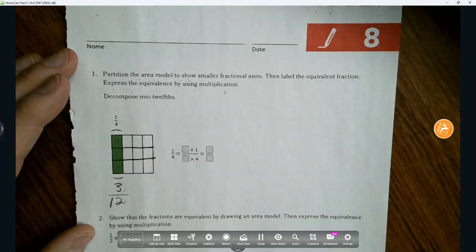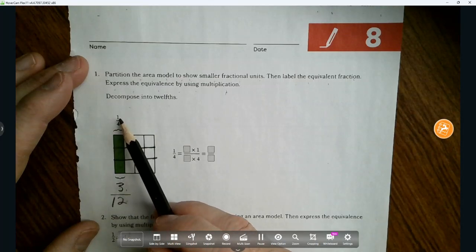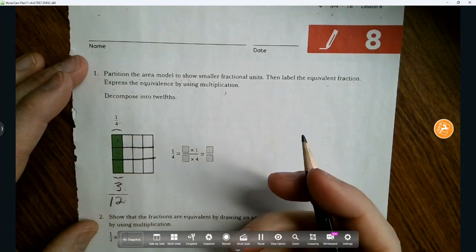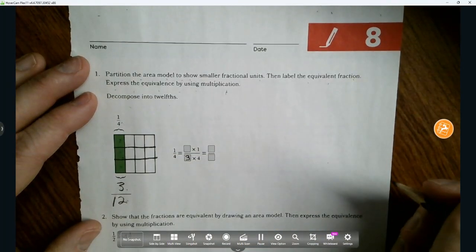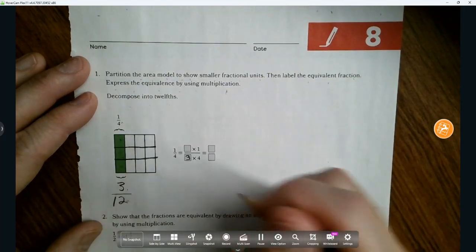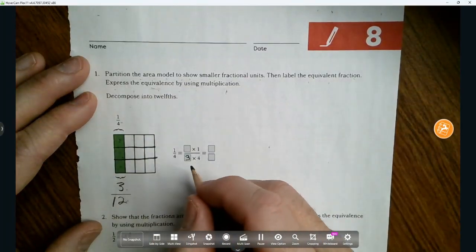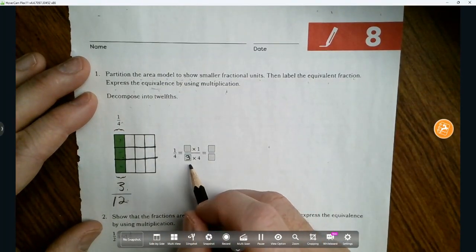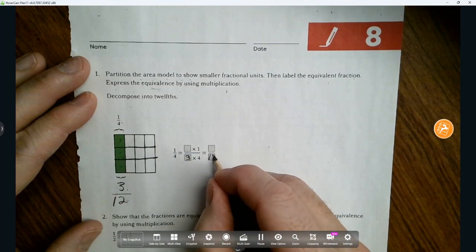So if we look, what do we multiply 4 by to get to 12? You guys told me it was 3. So whatever you multiply the bottom by when you're doing fractions, you have to multiply the top by when we're making them equivalent, because we're showing the equivalence. So we said 3 times 4 to get to 12.